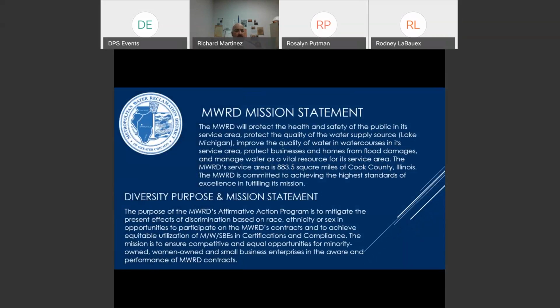Our mission statement is to protect the health and safety of the public in our service area, protect the quality of the water supply source, which is Lake Michigan, improve the quality of water in water courses in its service area, protect businesses and homes from flood damages, and manage water as a vital resource. Our service area is 883.5 square miles of Cook County. MWRD is committed to achieving the highest standards of excellence in fulfilling its mission.